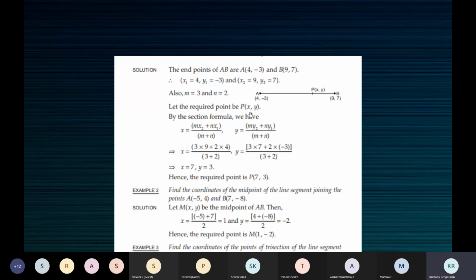So you let the point be x, y. This is to find the x coordinate. This is to find the y coordinate. So the point is P. The point P given by the address 7, 3 divides AB in the ratio 3:2.